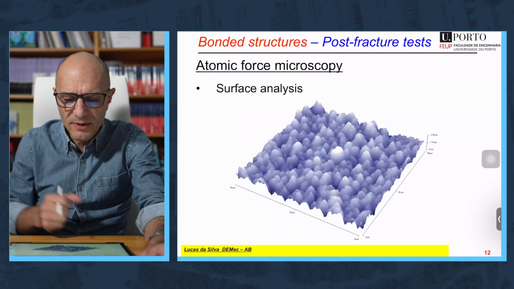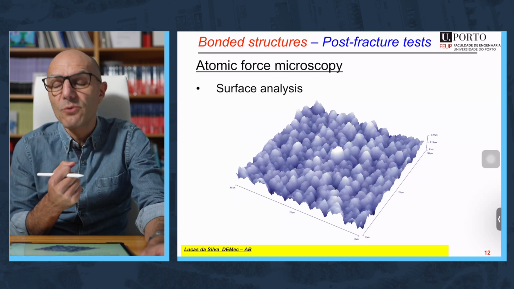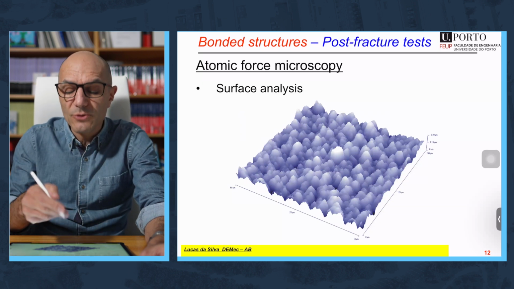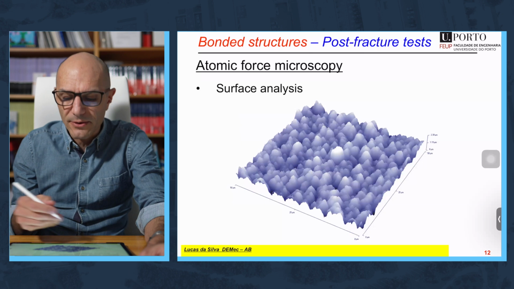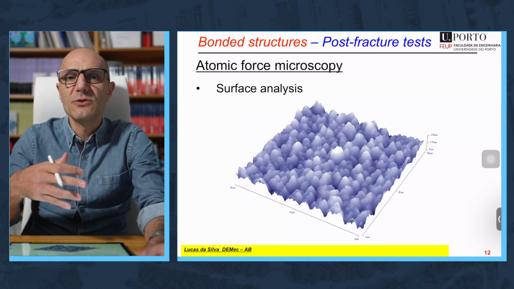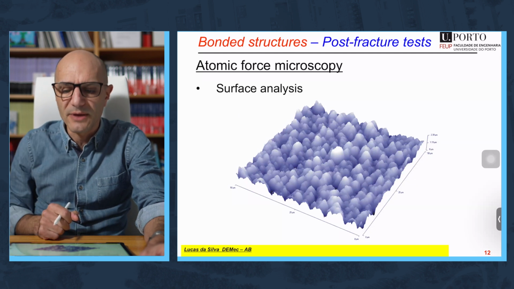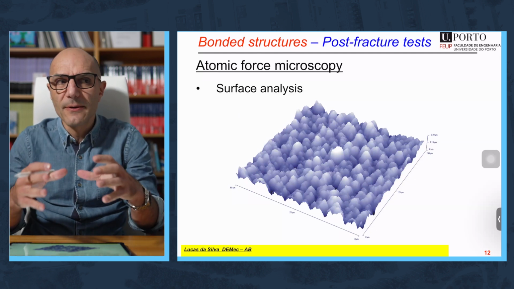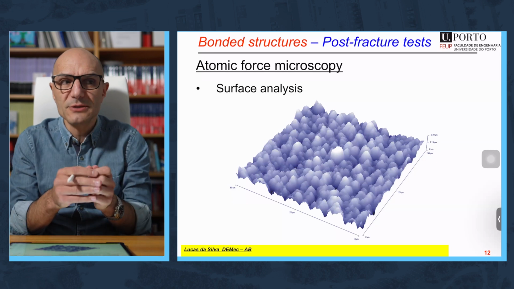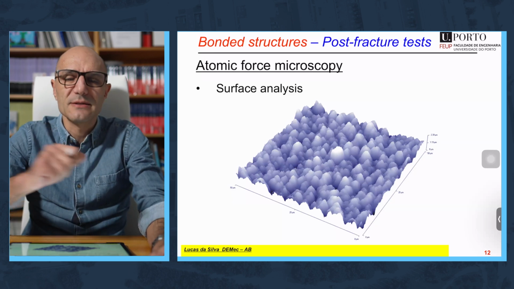Atomic force microscopy, we have already talked about that. We have talked about that in the initial quality control of the substrate, but you can also use it after the failure to understand what the surface topography is and relate it to a more brittle or a more ductile behavior. So that's for the destructive tests of bonded structures. Now we are going to see non-destructive tests in the next module.